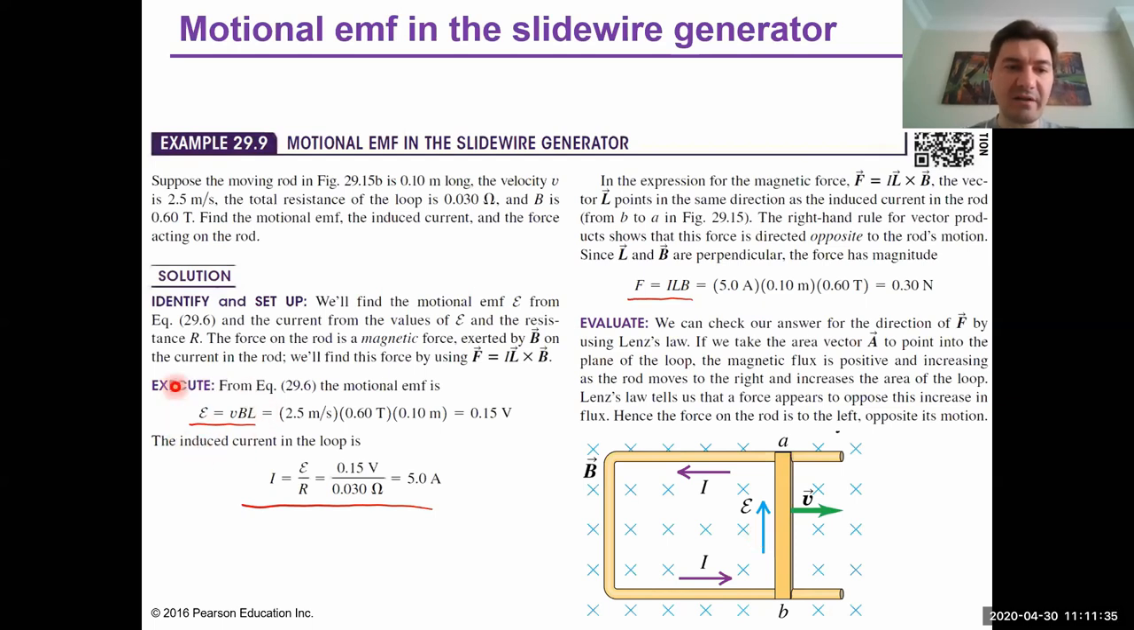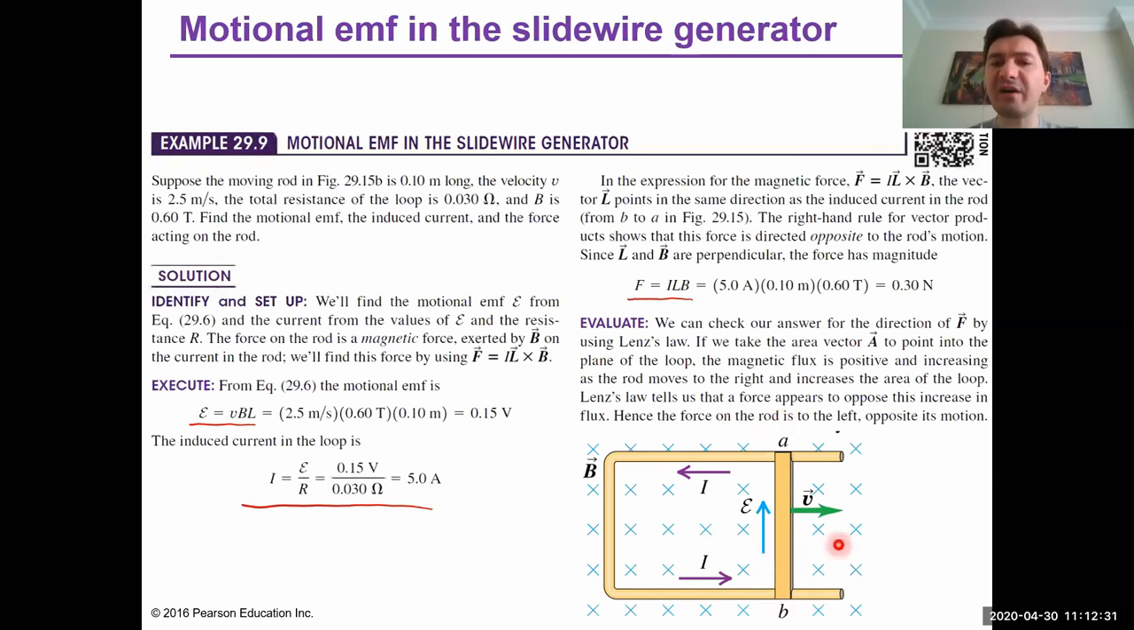EMF is given by the expression vBL: velocity of the rod, magnetic field, and length of the rod. Put them here, then we have 0.15 volt EMF. The induced current in the loop is I equals EMF over resistance of the circuit. Putting in the values, we have 5 amp induced current. The force acting on the rod is given by I times L times B. We have done it in the previous lecture, right? I is the current in the rod, L is the length of the rod and B is the magnetic field. Put them here, then we have 0.3 Newton, the force acting on that rod.